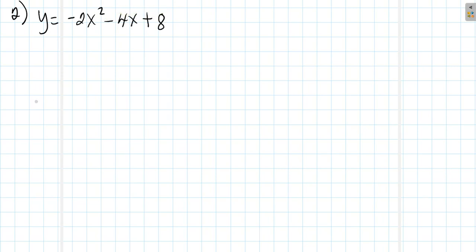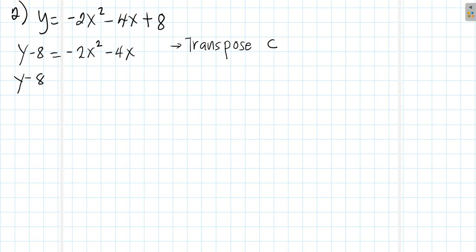So, what is the first step? Is to transpose c. So now y minus 8 is equal to negative 2x squared minus 4x. And then, after transposing 8, we have to complete by dividing this by the numerical coefficient of x squared. Negative 2x squared divided by negative 2 is positive x squared. Negative 4x divided by negative 2 is positive 2x.